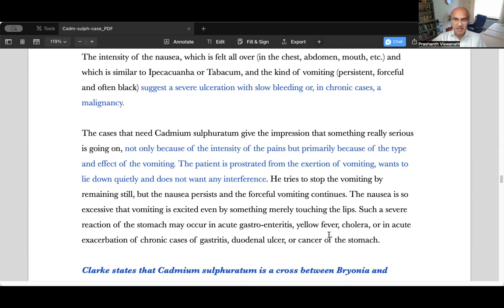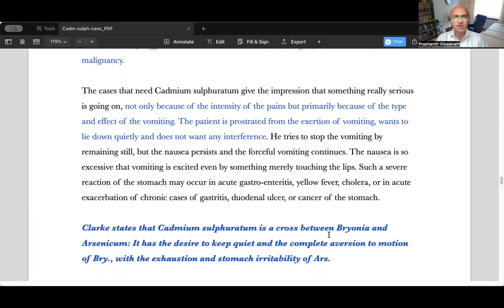He says further, he tries to stop the vomiting by remaining still, but the nausea persists and the forceful vomiting continues. Look at this very important sentence. The nausea is so excessive that vomiting is excited even by something merely touching the lips. So this must be a very, very severe condition indeed. And he says it is found in acute gastroenteritis, yellow fever, cholera, and in acute exacerbation of chronic cases of gastritis, duodenal ulcer, or cancer of the stomach.